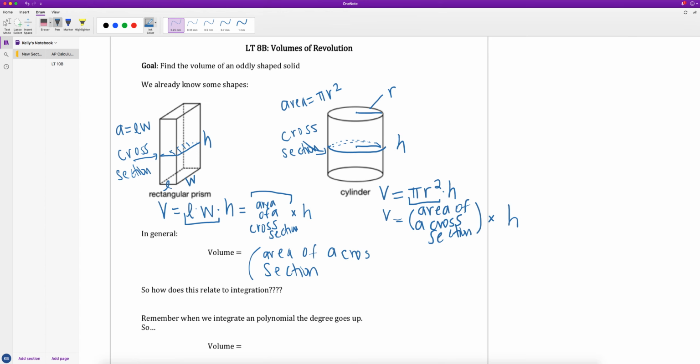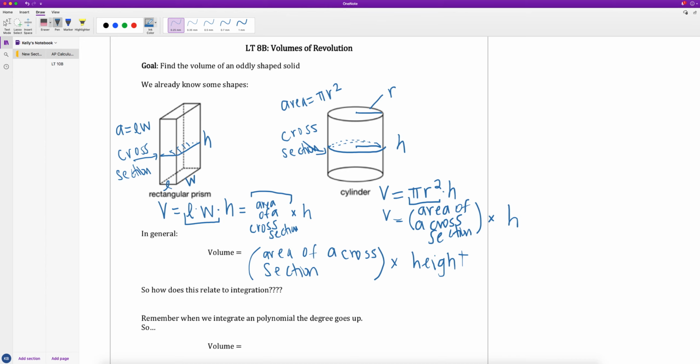Area of a cross-section, there we go, times the height of that object that we have. Now you might be thinking, well, this is great and this is wonderful, but this sounds like geometry and I'm taking a calculus class. So how exactly is this going to help us relate to integration?